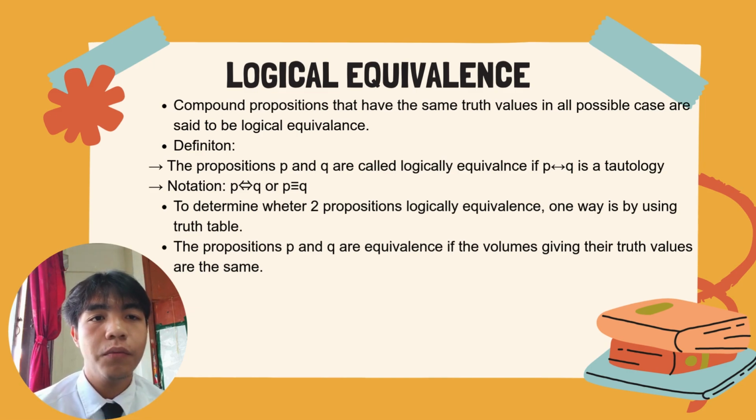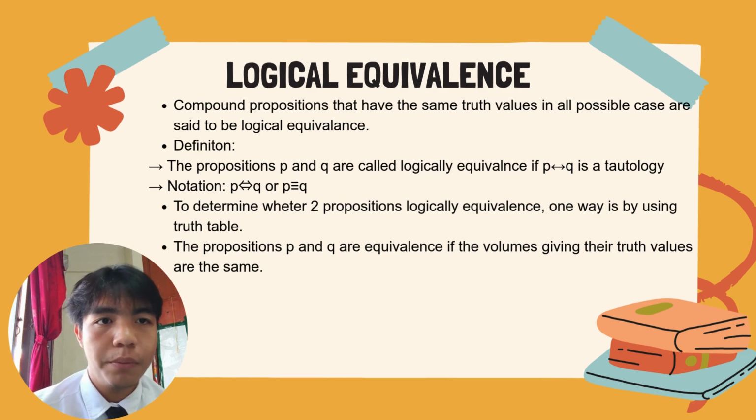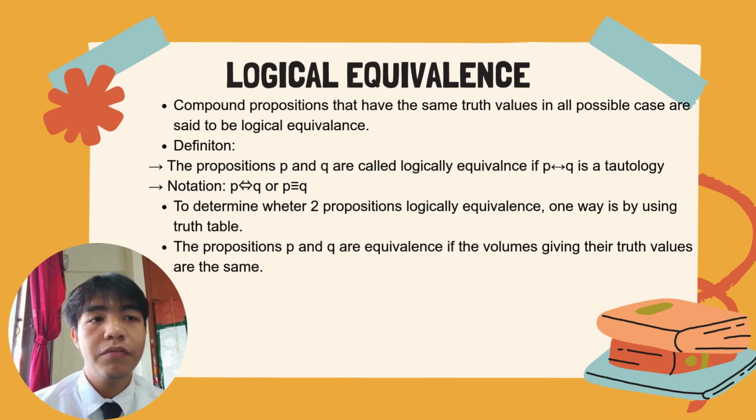To determine whether two propositions are logically equivalent, one way is by using a truth table. The truth table is a way for us to find out whether both of the propositions are logically equivalent. The propositions P and Q are equivalent if the columns giving their truth values are the same.